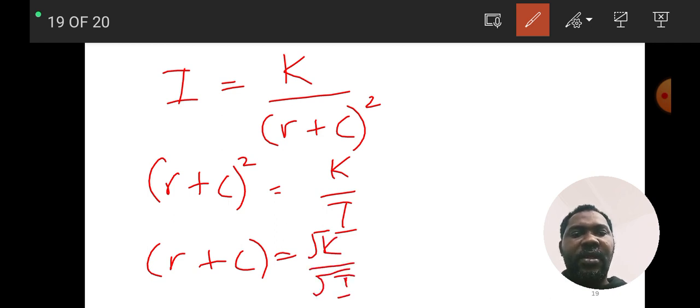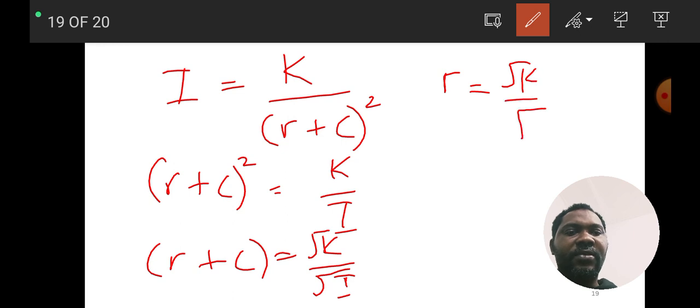Then we can now say, okay, r is a variable, so we can now make r the subject of the formula. So r will now be root k over root I, then minus c, which is already looking like a straight line equation. This is y, this is mx, and this is c.